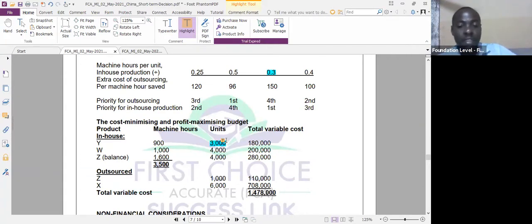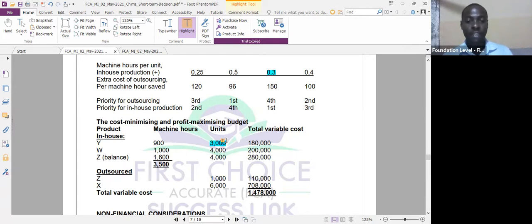Following the same pattern, we do that for the second one, and you are going to get 1,000 hours. Mind you, we have 3,500 hours not to exceed. So we have already gotten 1,900. Okay, let's take it this way. 900 hours has been used by Y.